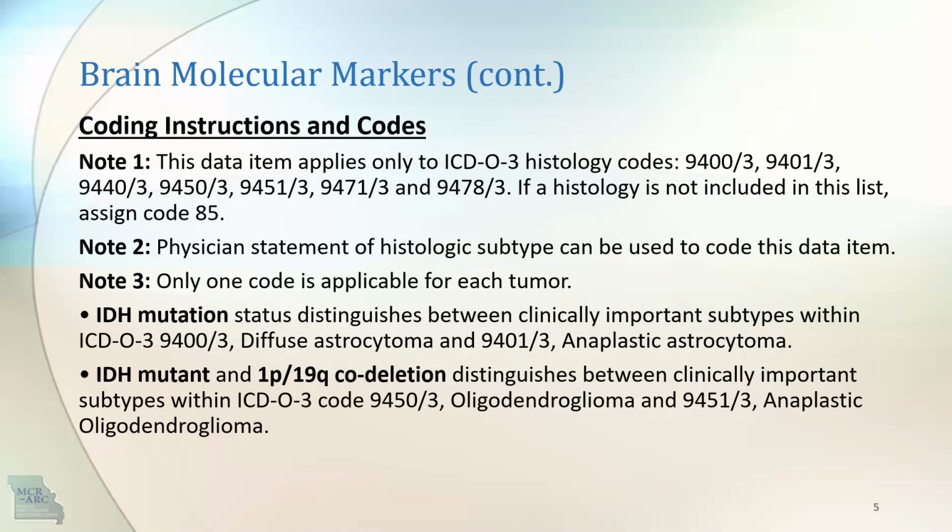IDH mutant and 1p/19q codeletion distinguishes between clinically important subtypes within ICD-O-3 code 9450/3, oligodendroglioma, and 9451/3, anaplastic oligodendroglioma.